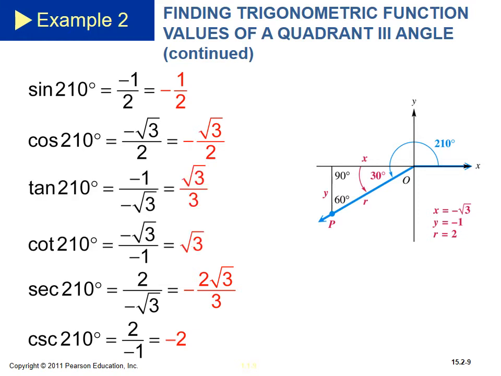And then the last one is our tangents. So the tangent of 210 is negative 1 over negative square root of 3. Cotangent would be negative square root of 3 over negative 1. So we just have to simplify those. So the tangent of 210 would be square root of 3 over 3, and the cotangent is the square root of 3.